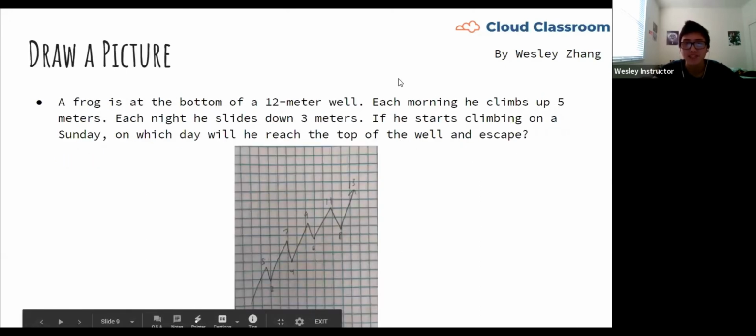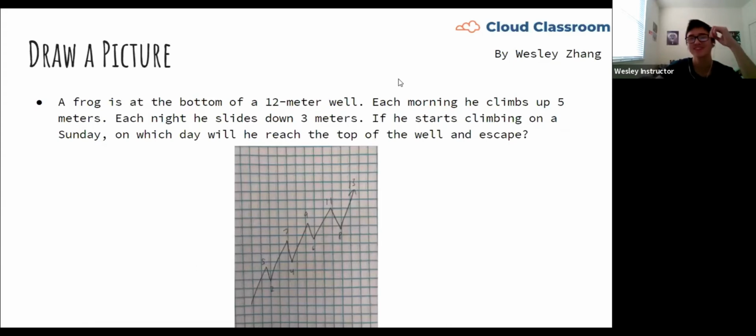Okay, so next method is to draw a picture. Might seem a little childish or simple, but it works. So a frog is at the bottom of a 12-meter well. Each morning he climbs up 5 meters. Each night he slides down 3 meters. If he starts climbing on a Sunday, on which day will he reach the top of the well and escape?